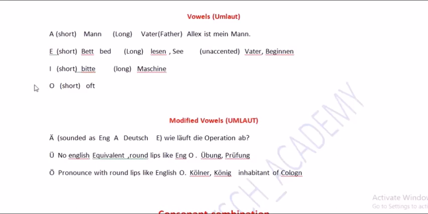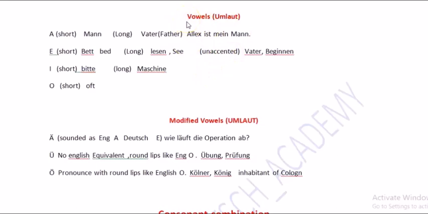We can see the second video of lesson 1, the remaining part of lesson 1, and we are learning about vowels in German. In today's lesson we have vowels, modified vowels and some combinations. So we are coming first to vowels.